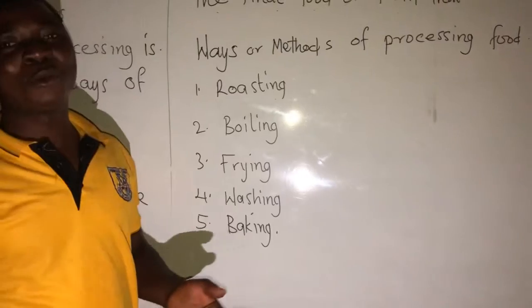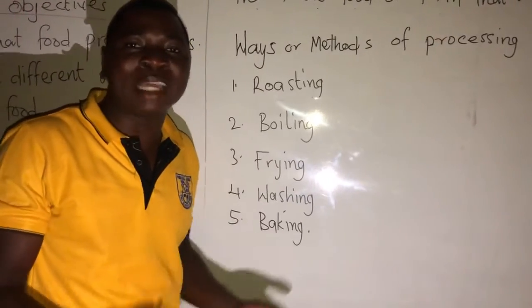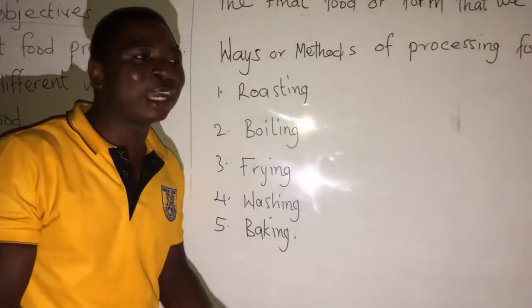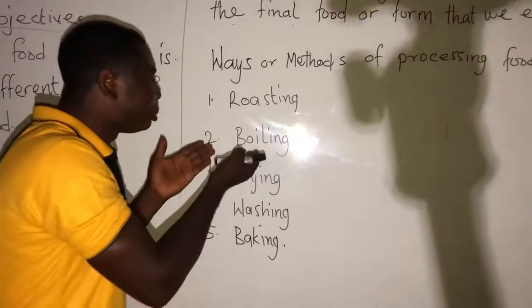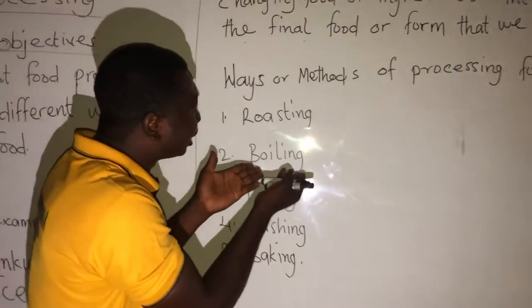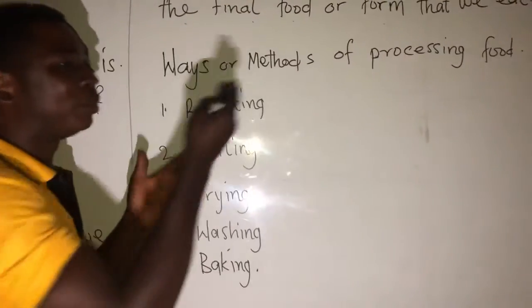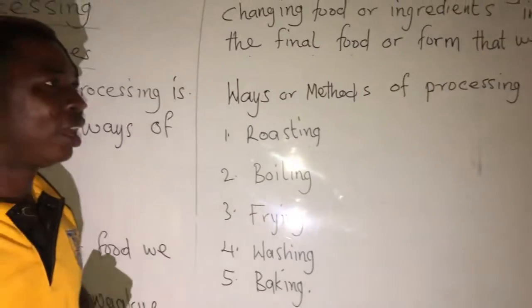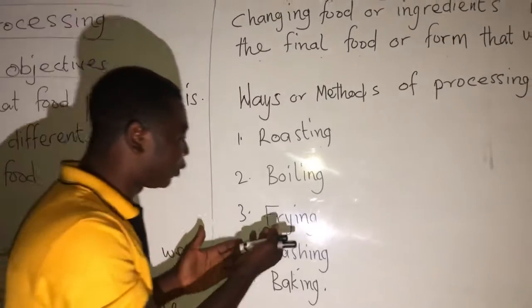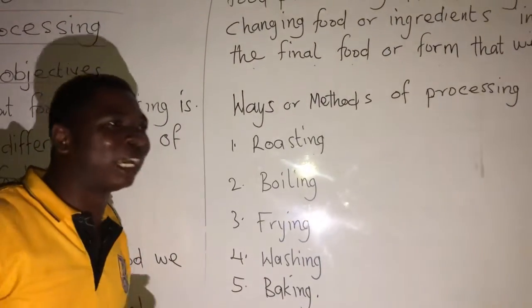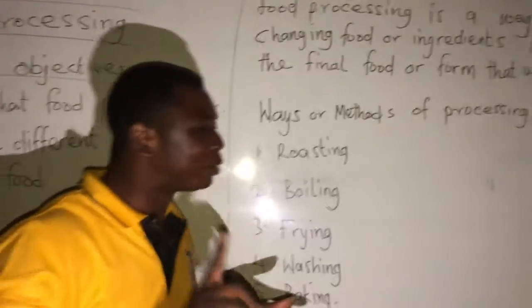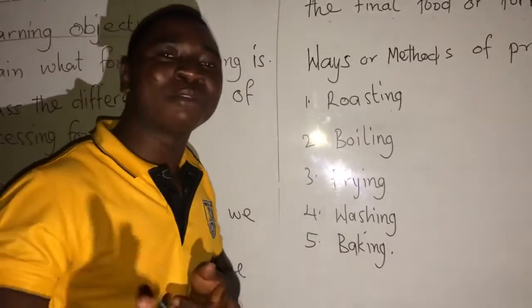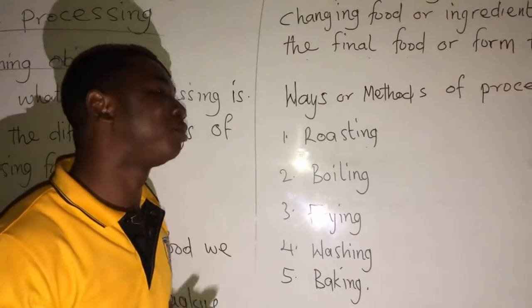Another way of preparing our food is boiling. We can boil the food, for example, rice. You put the rice in the water, you put it on the stove, then it will boil. Another way to prepare the food is frying. We can fry our egg, we can fry our yam, we can fry our cocoa yam, we can fry a lot of food.